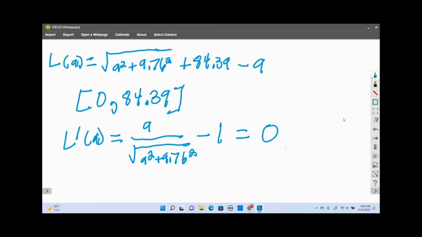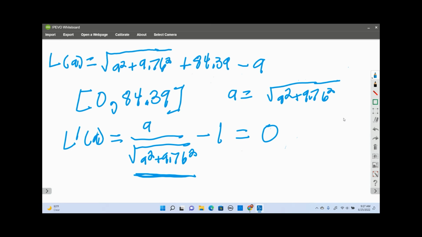Now, this will never be undefined, because our denominator will never be 0. You have the sum of squares, which will never be 0 with real numbers. So we're going to try to find a value of A which makes this equal 0. For this to equal 0, that means that A over the square root of A squared plus 9.76 squared must equal 1. And for that to equal 1, that basically means that A has to be equal to the square root of A squared plus 9.76 squared.